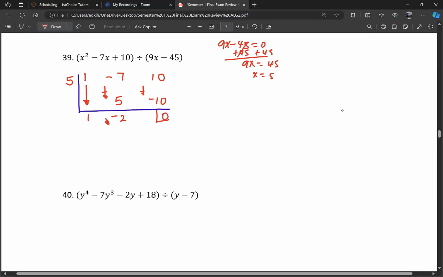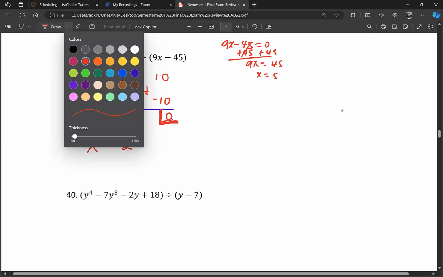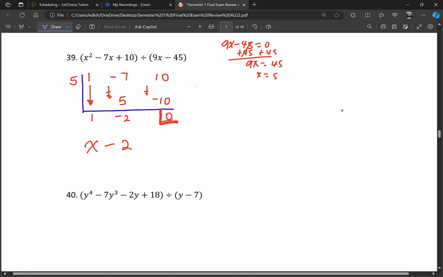And I box out the last thing on here because that's your remainder. And these numbers are your new coefficients. So this new coefficient is x minus 2. Remember, when you divide, you're dropping the degree by 1. The degree used to be a 2, so it has to go down to just having a degree of 1, just as a reminder. So your answer to this question is x minus 2. That's done.